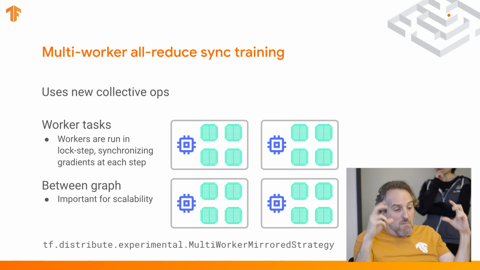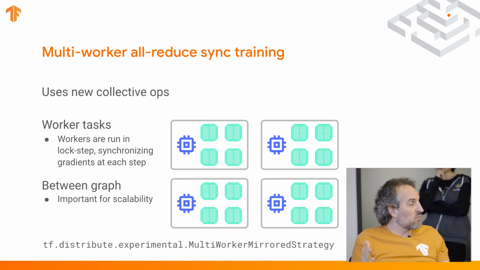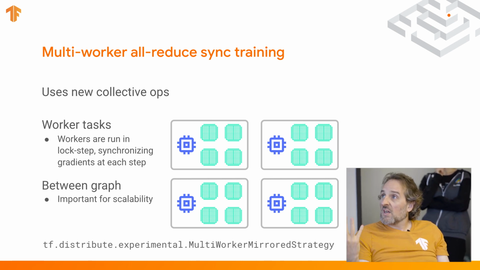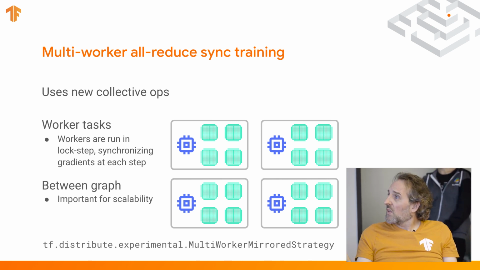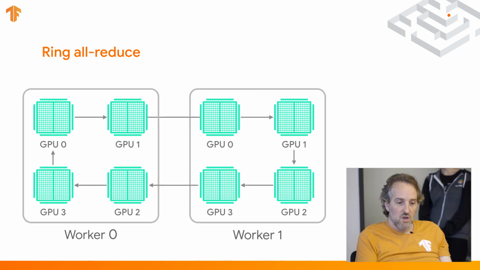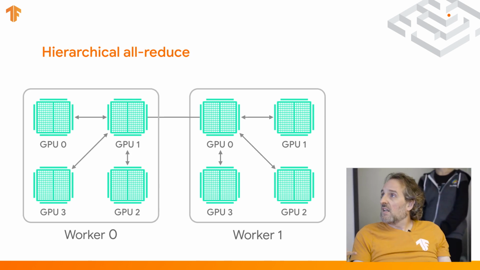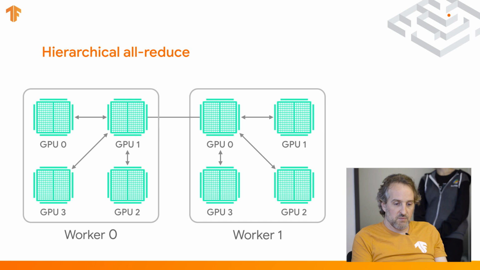But again, it's the same model as the mirrored strategy where everything's running in lockstep, synchronizing the gradients on every step. We have a couple of different all-reduce implementations. I think it can use NCCL. You can also do ring all-reduce within a machine, and you can do it across machines, very similar to the multi-GPU situation. Or you can aggregate within each machine, communicate across machines, and then broadcast in a sort of hierarchical way. In different situations, one will perform better than the other.